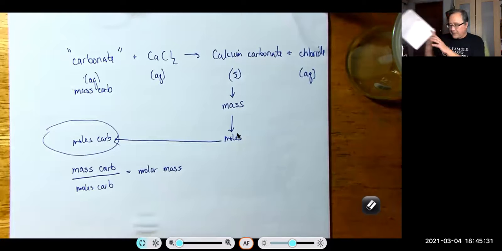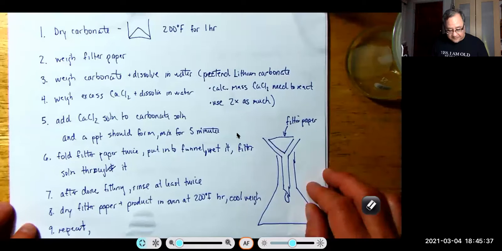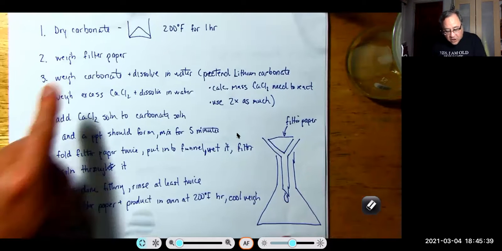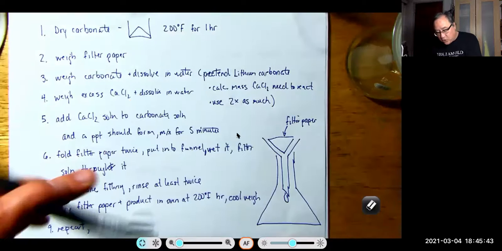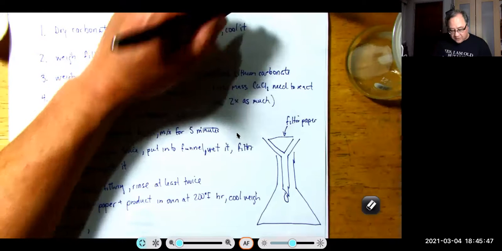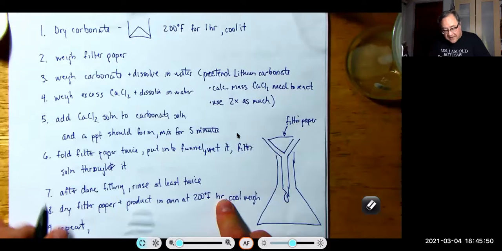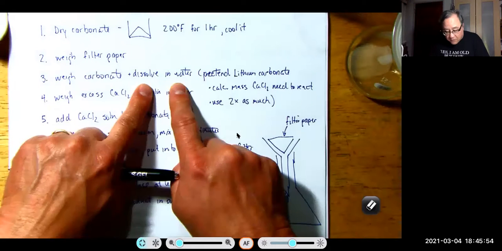I'm going to put those directions up there again one last time so that if anyone's looking at this, they can freeze it and look at it. You want to dry your carbonate at 200 degrees for 1 hour. And I should say, cool it. Weigh your filter paper, weigh the carbonate after it's cooled, dissolve in water, use the minimum amount of water you need.